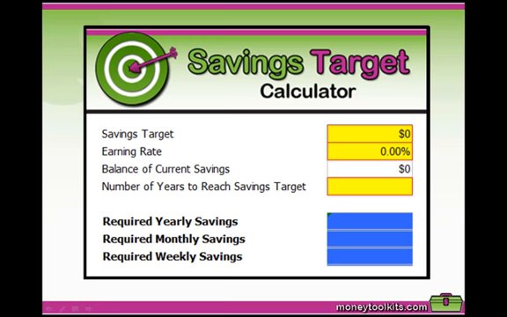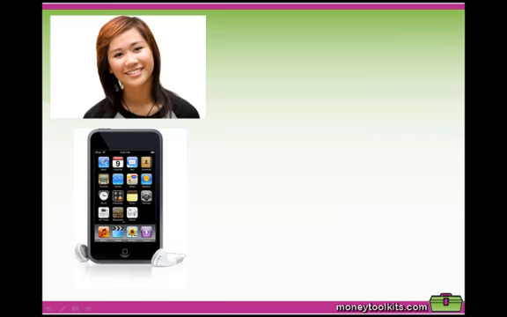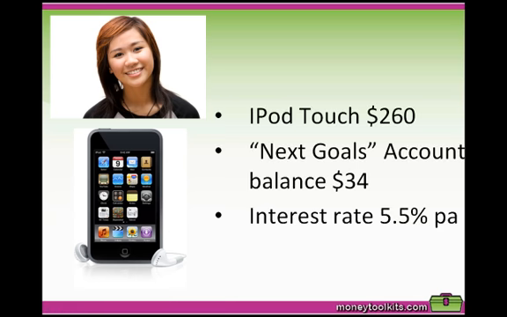So let's have a quick look at an example. I'd like you to meet Grace. Now, she's 16 years old and she'd like to buy an iPod Touch in 12 months' time. Now, after doing her homework, she understands they cost about $260, and she currently has $34 in her Next Goals account, and that's earning an interest rate of 5.5%.